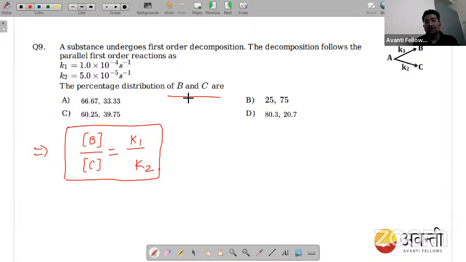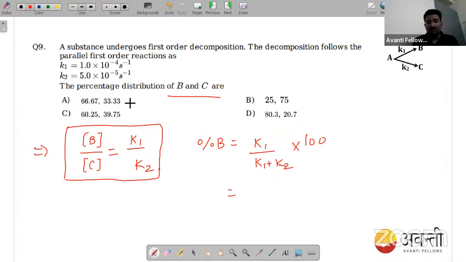Now what we have to calculate? We have to calculate the percentage of B. For that, the formula will be K1 by K1 plus K2 into 100. That is the simple formula for calculation of percentage of B.